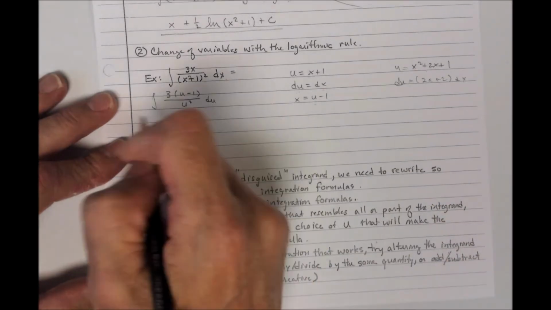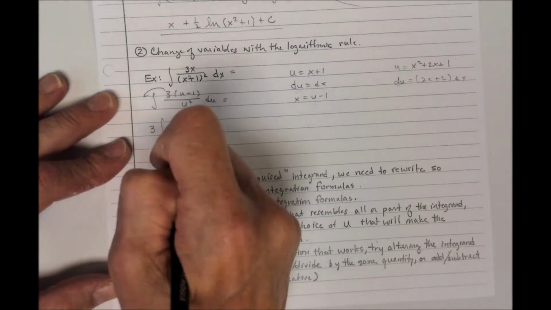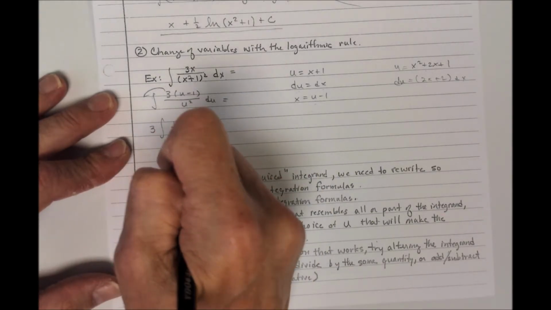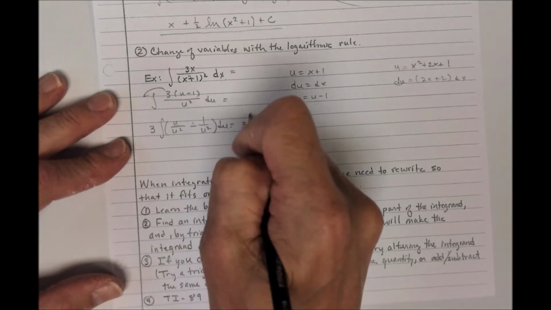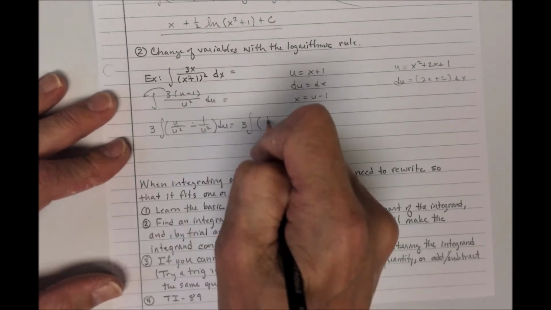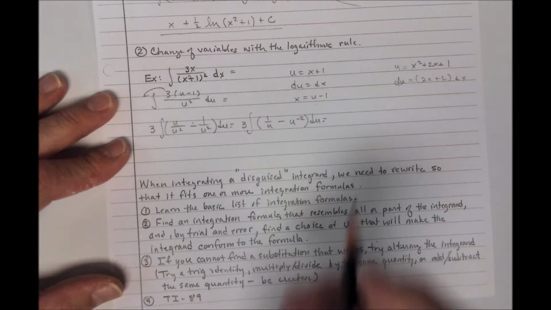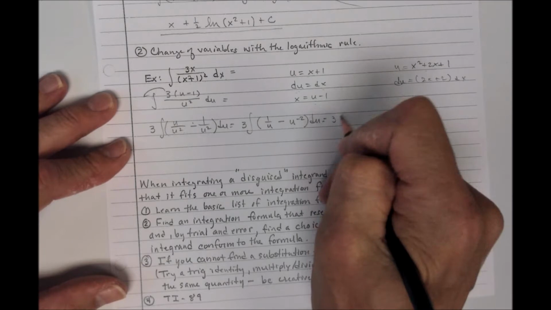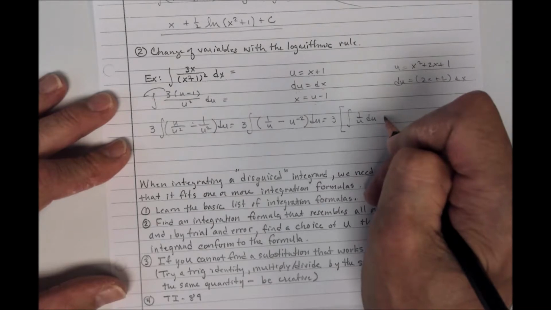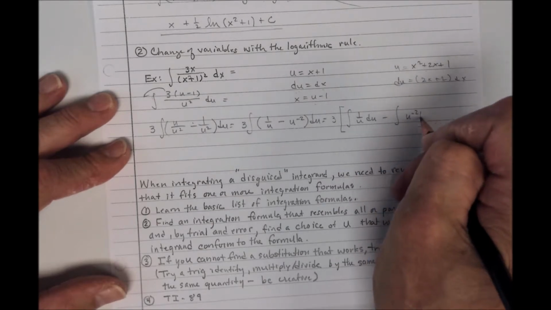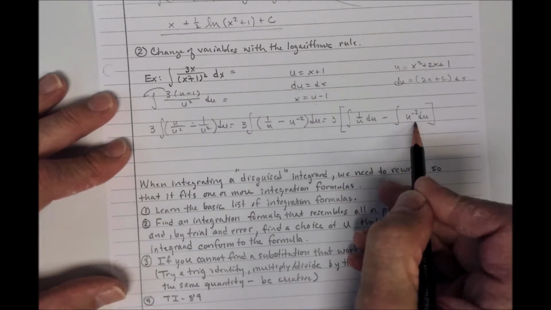So now if I break this apart, in fact, I'll just pop the 3 out in front. If I break this apart, I get 3, the integral, I'm going to have u over u squared, which is 1 over u, minus 1 over u squared, and I'm going to write this as u to the negative 2 du. If I break this apart, this would be the integral of 1 over u du minus the integral of u to the negative 2 du. This is the natural log, and this, of course, is the power rule.